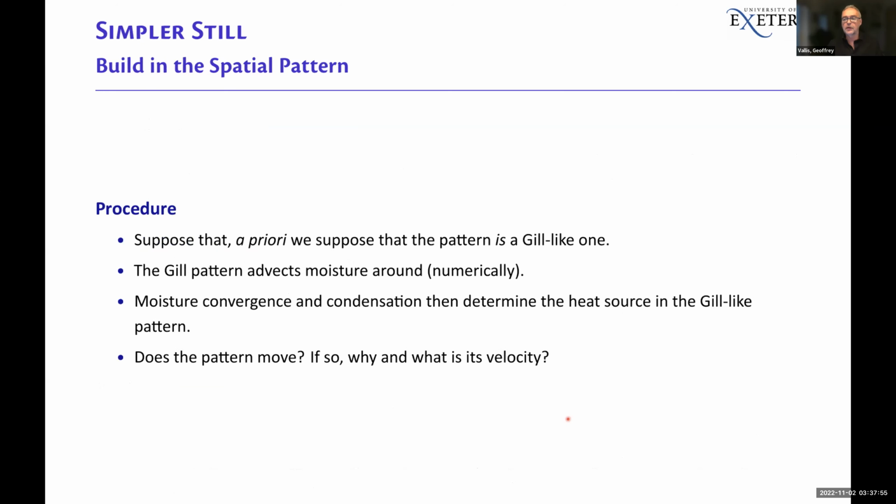Okay, but let's try and simplify the system still more, and suppose that a priori the system is a Gill-like system. And this Gill pattern is going to advect moisture around, and it's going to give us convergence and condensation, and that will produce a heat source and so on. And does the pattern move? So can we further distill it?